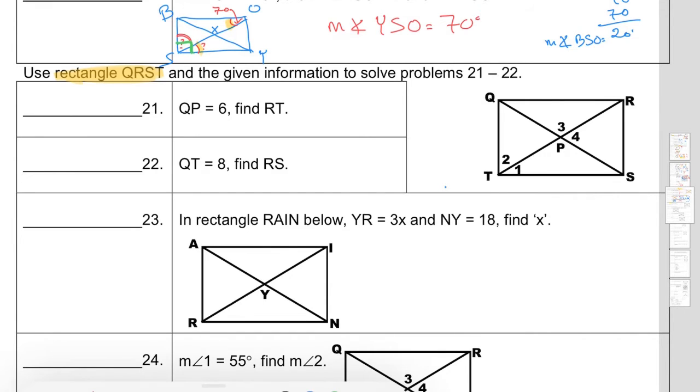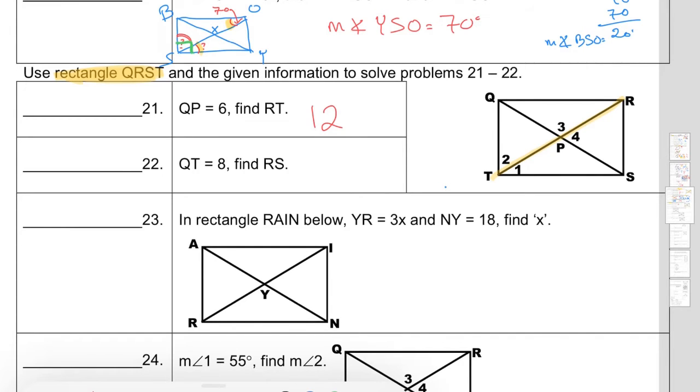So the first thing is telling you QP. QP is 6. Well, if that's 6, that means SP or PS is also 6, which means that the entire diagonal is 12. And here they're asking what is the measurement of diagonal RT, which we just said was 12. Okay. Now I'm going to erase my 6's because each question is different.